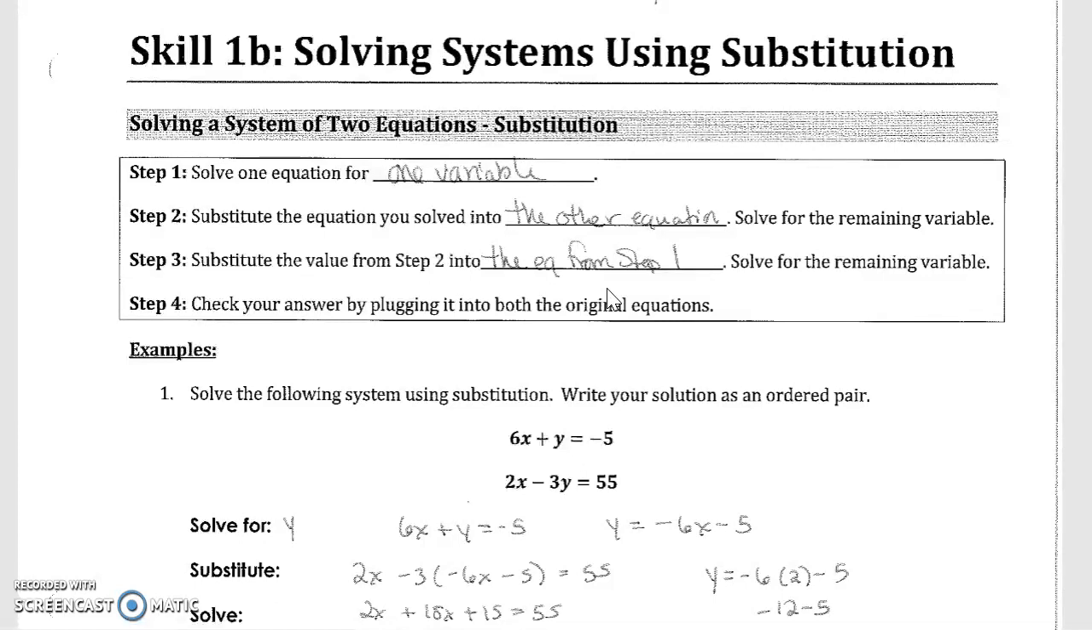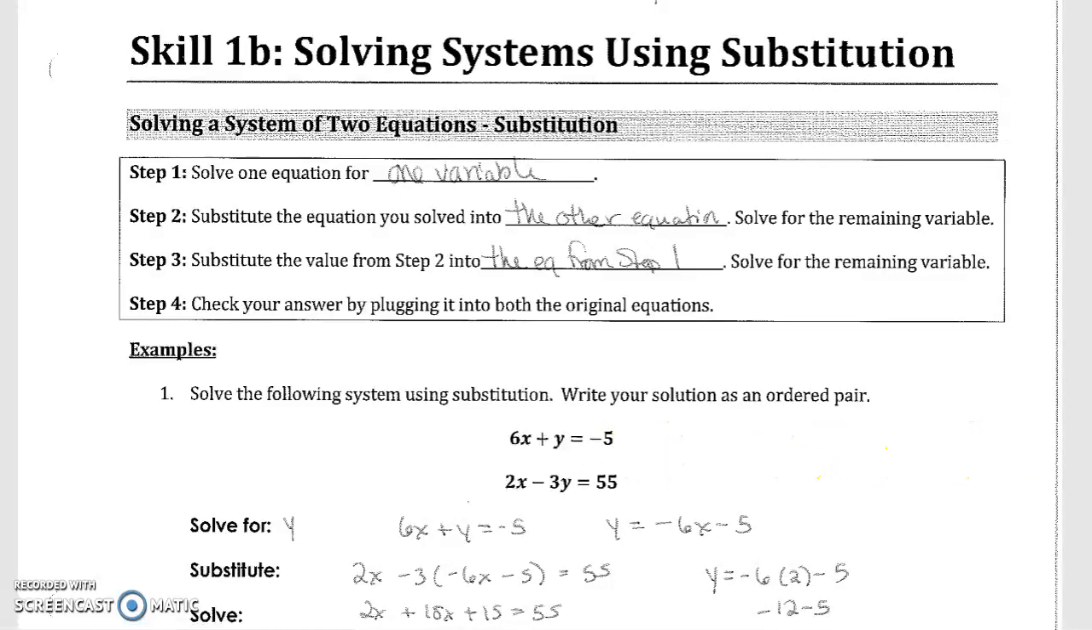All right, so let's go ahead and look at the first example. If you look at the equations, you have a 6x, a y, a 2x, and a negative 3y. Which one is going to be the easiest to get by itself? The answer is this y. It's easiest to get this y by itself because you won't have to do division. All you're going to have to do is subtract the 6x to the other side, and you will have done that.